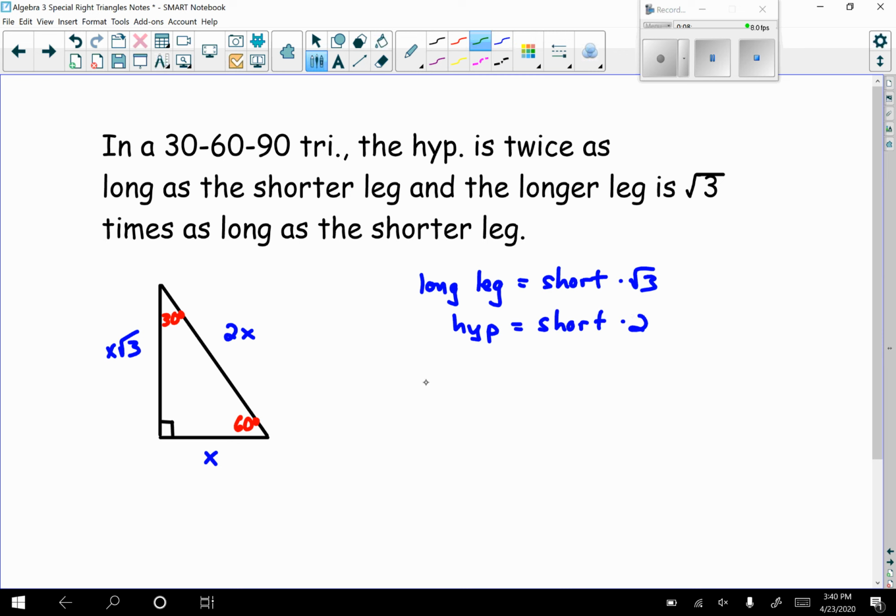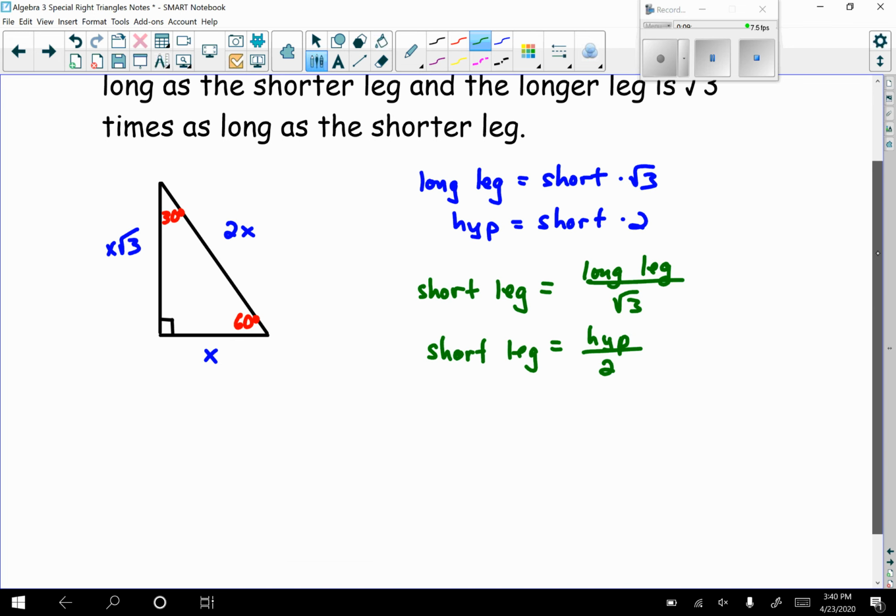Now to go backwards, the short leg is going to equal the long leg divided by radical 3, or in terms of the hypotenuse, the short leg is going to equal the hypotenuse divided by 2. So if the hypotenuse is twice as long as the shorter leg, the shorter leg is going to be half the hypotenuse. And then this is where we sort of get this from.